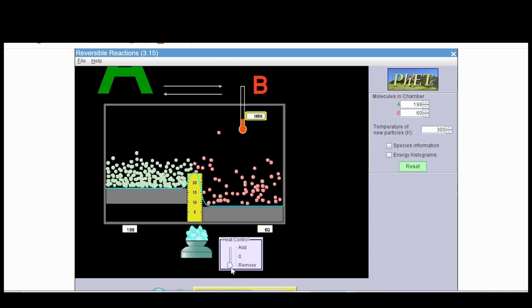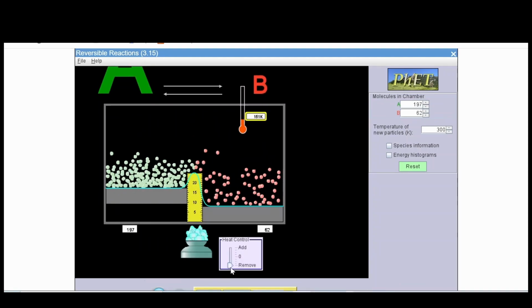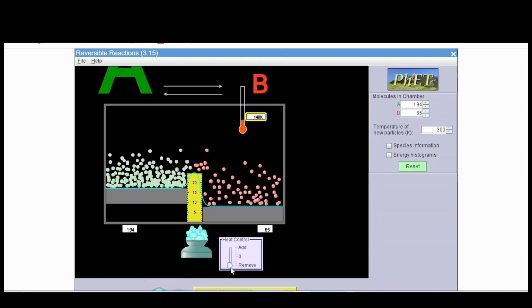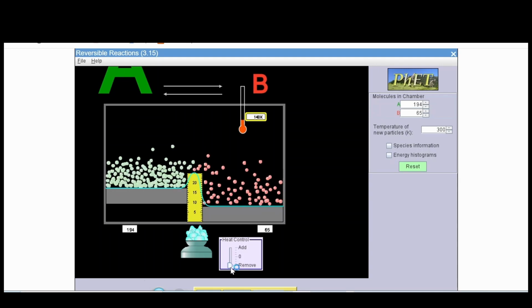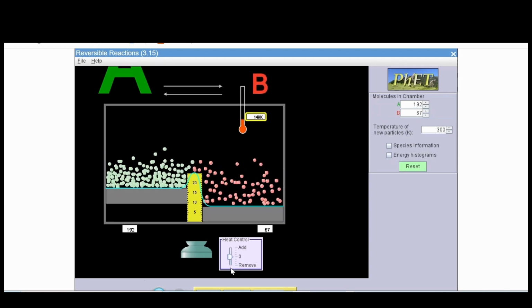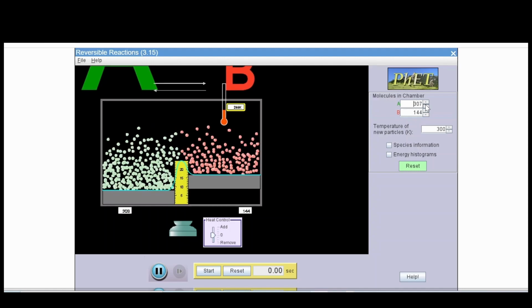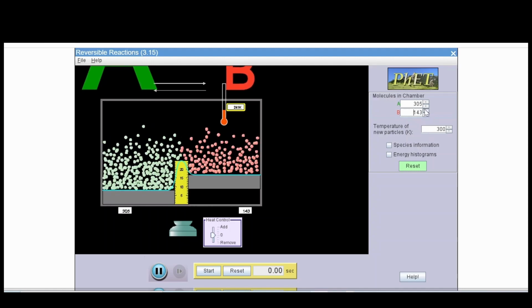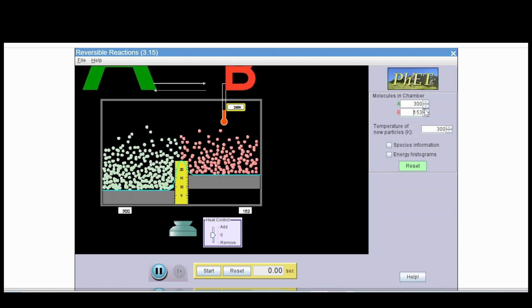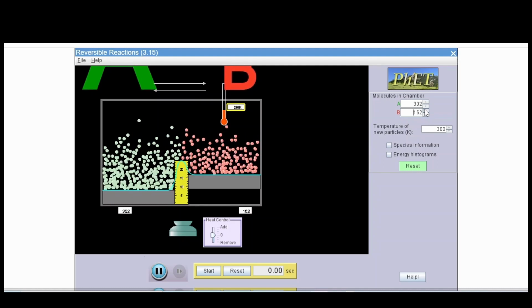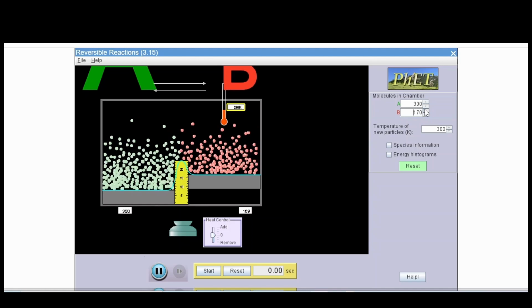A decrease in temperature favors the exothermic reaction, which releases the energy and thus counteracts the drop in temperature. And a decrease in the reactant's concentration or an increase in the product concentration also favors the reverse reaction that decomposes the products to form back the reactants.